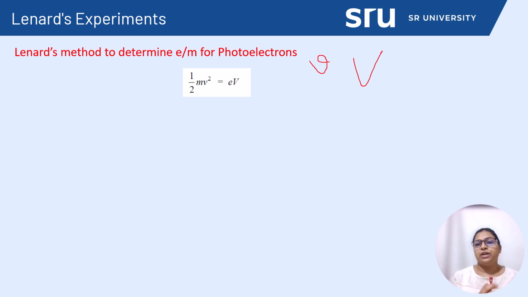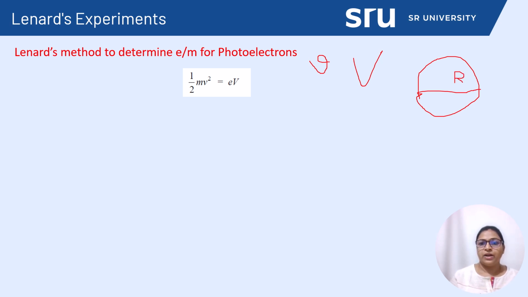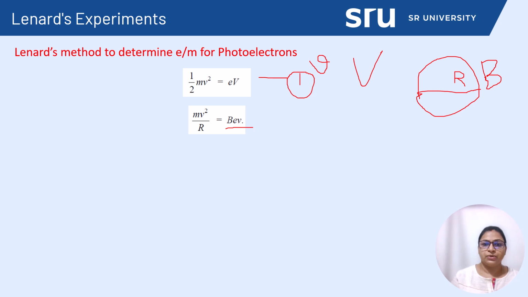Now consider that the magnetic field is applied in a circle, and the radius of that circle is r, and we are applying the magnetic field B here. The photoelectron is in a region of uniform magnetic field, so we can write m v squared divided by r is equal to B e v. Let us say this is equation 1 and this is equation 2.